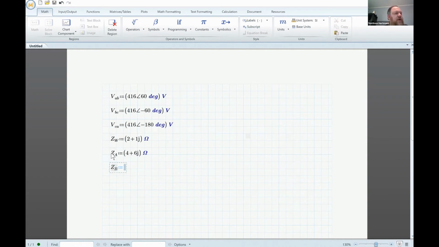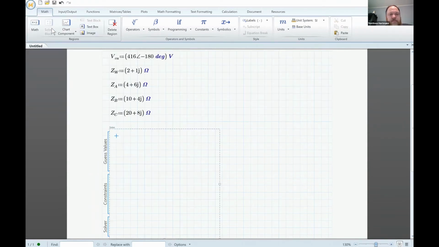ZB was 10 plus J4. And lastly, ZC is 20 plus 8J ohms. So now I'm going to throw things into a solve block where I'm going to have my 3 mesh currents. So I'm going to say I1, guess value of 0 amps. I2, let's do 1 amp actually, because sometimes 0 leads to errors.